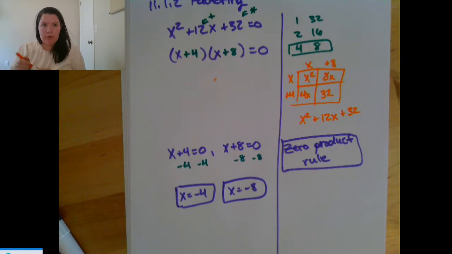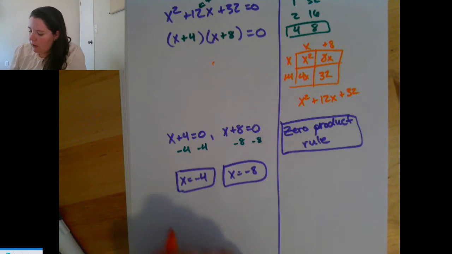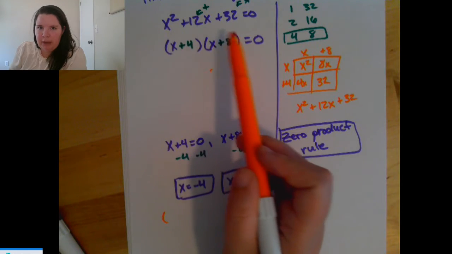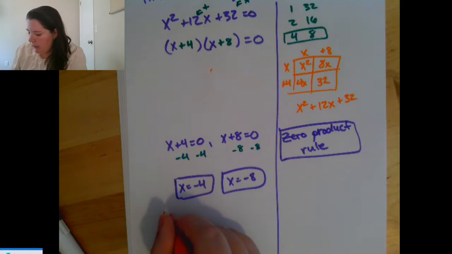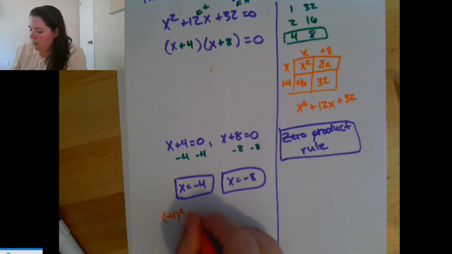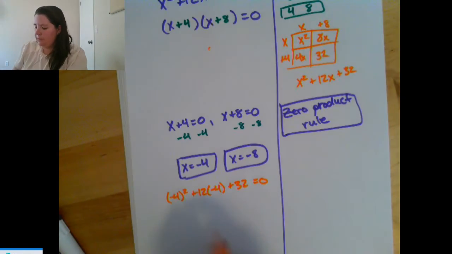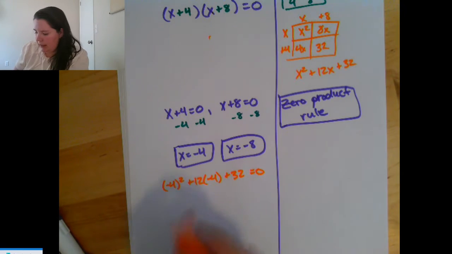I do want to show you how you can check your answers on these. I want to take this x as -4. I'm going to plug it way back into the very beginning problem, because this is what it's all about, this problem. -4 squared plus 12x plus 32 equals 0. See if it works. I do want to point out this little negative right here, this is what usually trips students up, is these teeny tiny things.